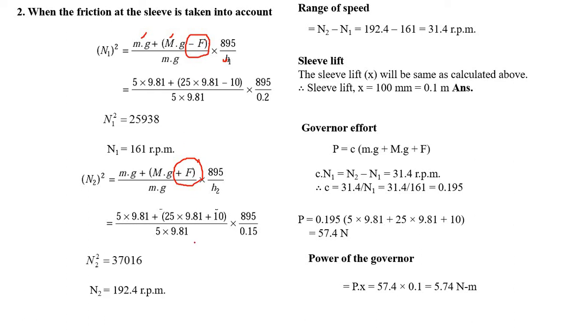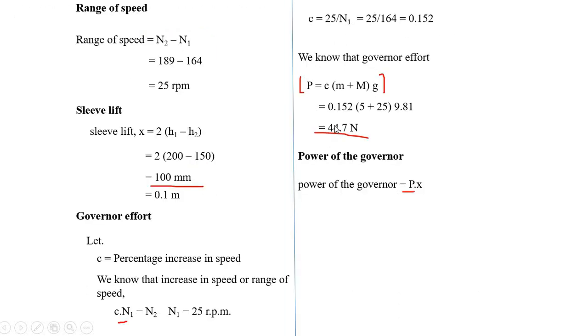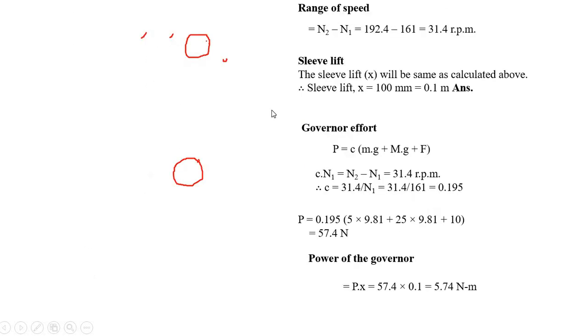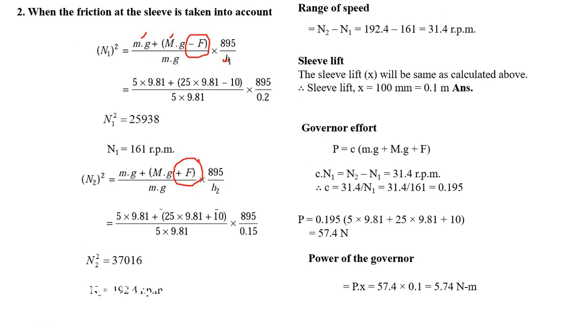So, what is the range of speed? In the previous case, what was the range of speed? Here, the range of speed is 25. Considering friction, the range of speed is 31.4 rpm. So under the friction condition, the range of speed will increase.